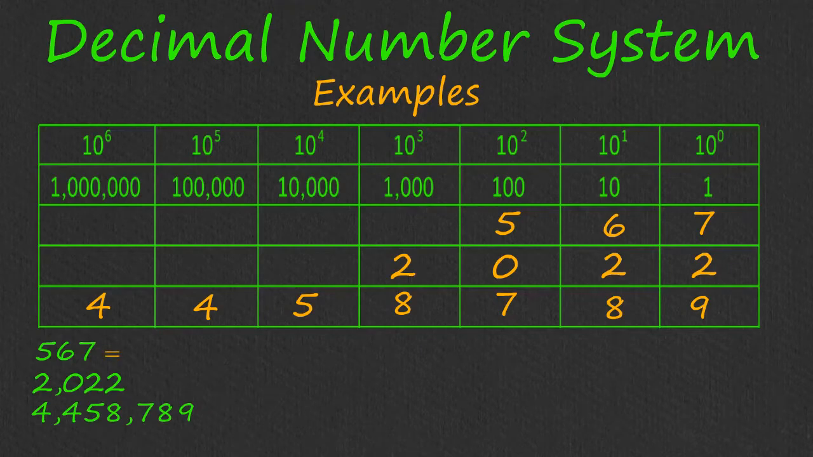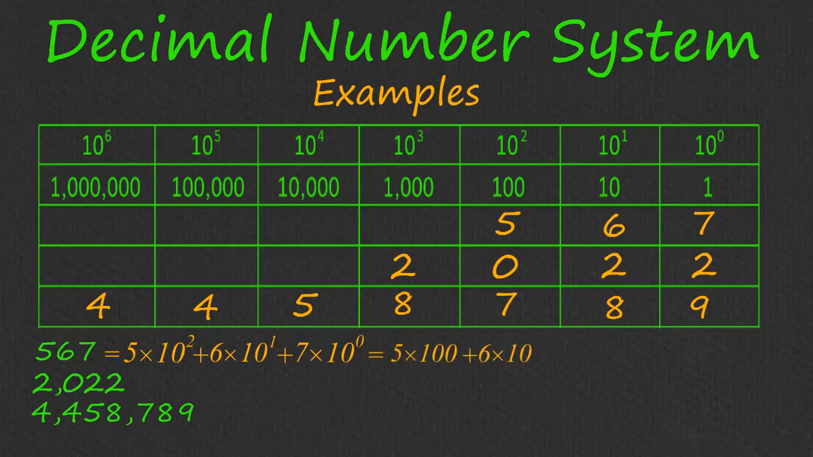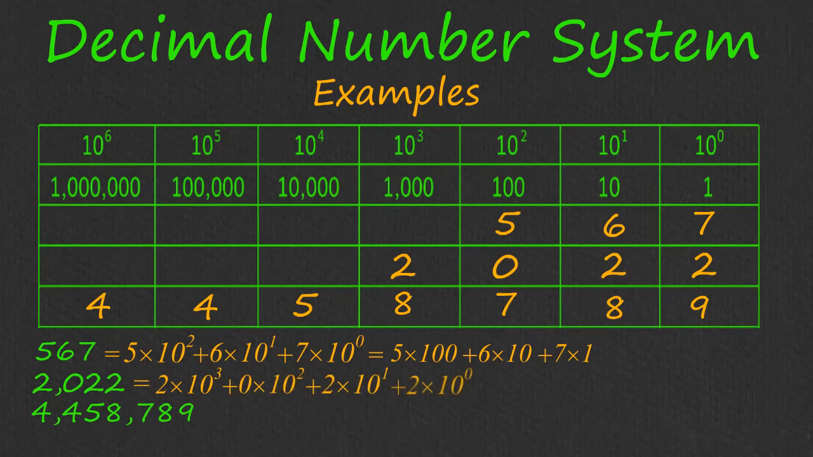567 equals 5 times 10 squared plus 6 times 10 to the first plus 7 times 10 to the 0, which is also equal to 5 times 100 plus 6 times 10 plus 7 times 1. 2022 is equal to 2 times 10 cubed plus 0 times 10 squared plus 2 times 10 to the first plus 2 times 10 to the 0, which is also 2 times 1,000 plus 0 times 100 plus 2 times 10 plus 2 times 1.